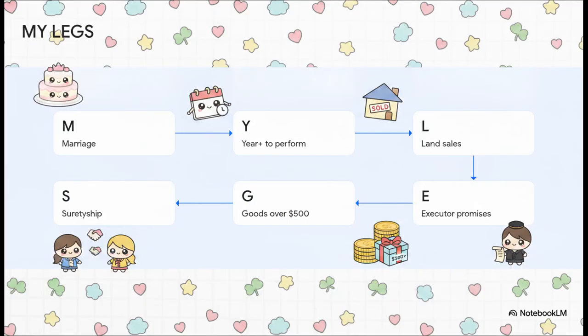And nestled comfortably right inside LDUMUMC, under the letter S, is the famous Statute of Frauds. This rule dictates which contracts absolutely have to be in writing to be valid. To remember them, just think my legs. Marriage, contracts taking over a year to perform. Land sales, executor promises, goods over $500, and suretyship, where you agree to pay someone else's debt. Bottom line, if it involves my legs, get it in writing.